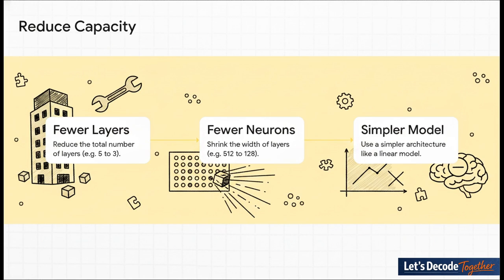Step 1. Reduce the number of layers, maybe dropping from 5 layers down to 3. Step 2. Shrink the width by reducing the number of neurons per layer, perhaps going from 512 down to 128. And step 3, if it's still way too complex, abandon the multi-layer perceptron entirely and use a much simpler architecture like a linear model. You do this step by step, continually testing those intermediate sizes along the way until you find the exact right fit.